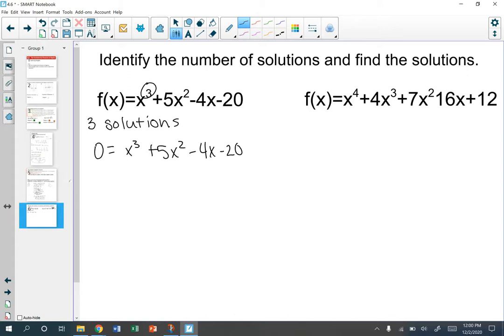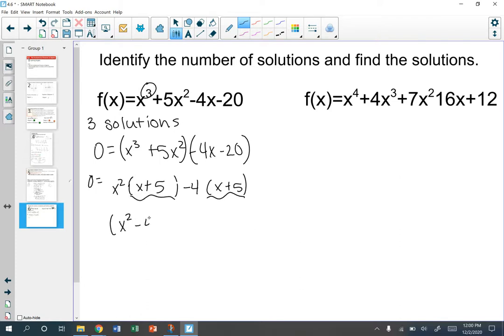Okay, 4 terms. I want to first try factor by grouping. So I am going to first group my first 2 terms and my last 2 terms. I see I can pull out an x squared, and I'm left with x plus 5. Then I see here I can pull out a negative 4, right? Which is going to leave me with x plus 5, which is awesome. That's what I need, those to match. And I have x squared minus 4 times x plus 5.